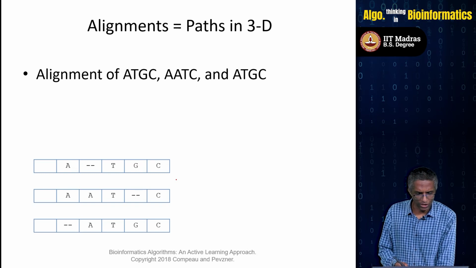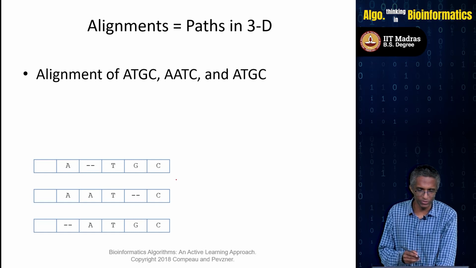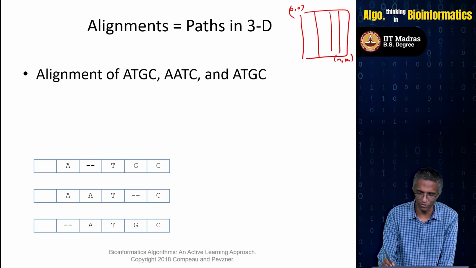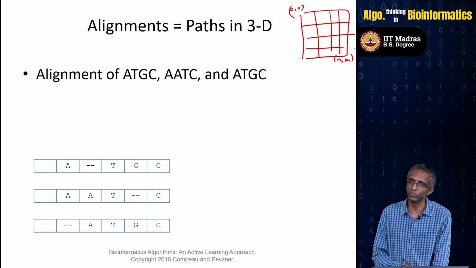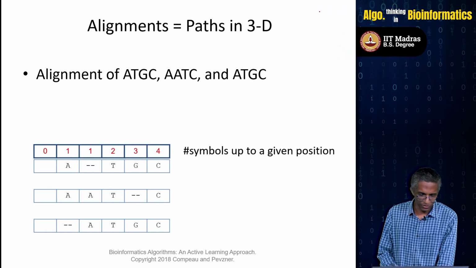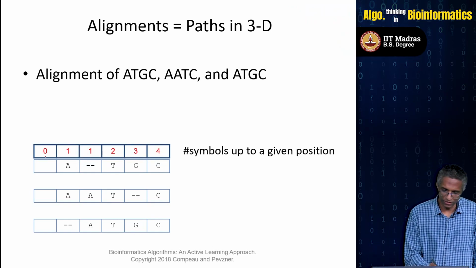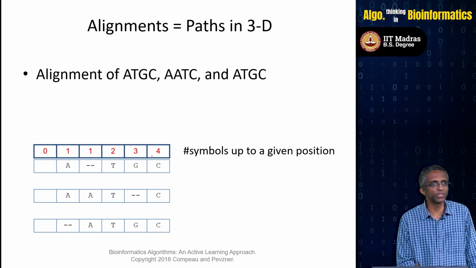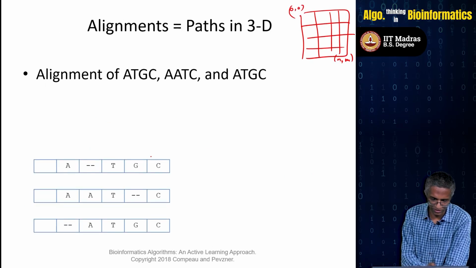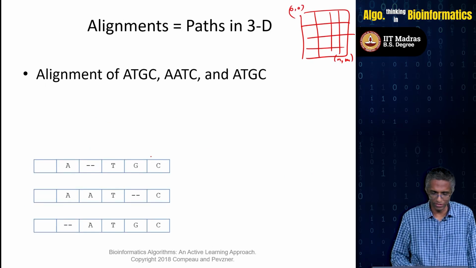How do you see that alignments are paths in 3D? We are not going to go into great detail, but we will come up with a simple coordinate naming scheme. Initially we had 0, 0 to n, m, and then the grid graph for 2D alignment. For 3D alignment, we will have three dimensions and three coordinates, named using the number of symbols seen up to a given position. So this previous alignment, or a slightly different alignment, has been written in this way.